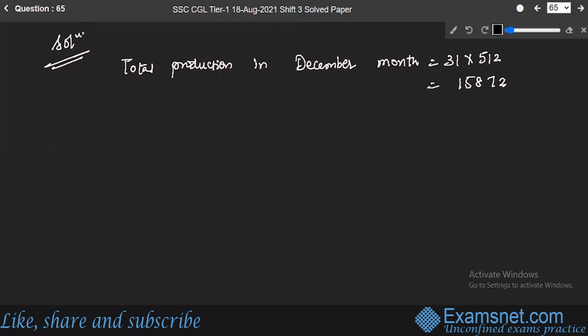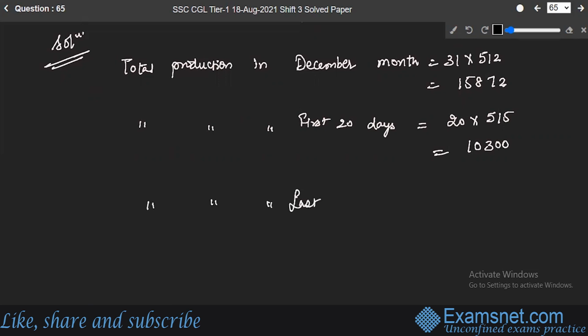Now average production in the first 20 days is given to be 515. So total production in first 20 days is equal to 20 into 515, which is equal to 10300. Last 13 days, total production in last 13 days is 13 into 510, which is equal to 6630. So this is the production for the whole December month. This is the production for the first 20 days. This is the production for the last 13 days.